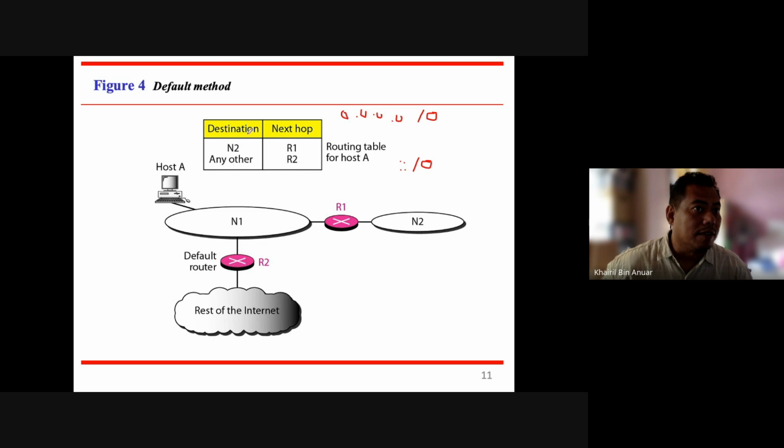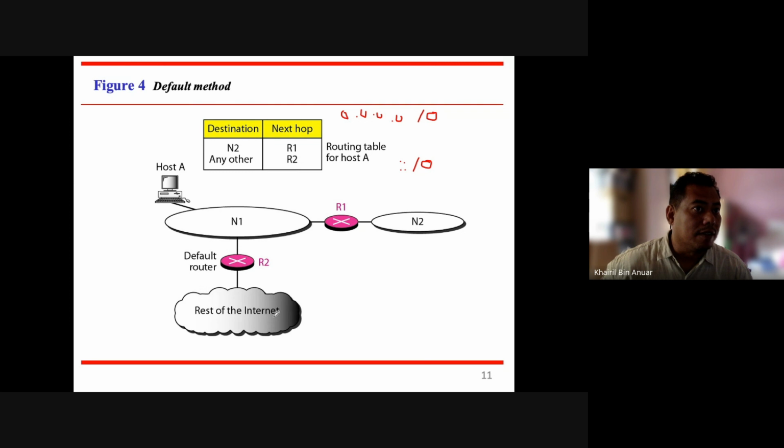Here it says that if you want to get to network 2, you have to go through router R1. Other than that, you have to go to router R2, for the rest of the internet. It is a kind of lazy configuration. If you have a lot of networks through R2, you just need to define that anything other than network 2, just go to R2, and it gives you the resolution to the rest of the network. So that is what we call the default method.